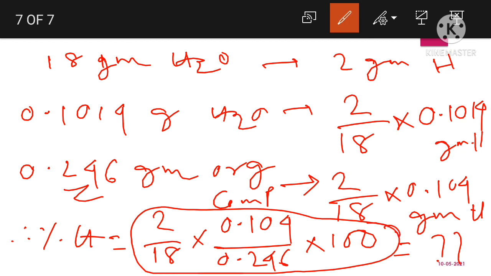So by this method we can calculate the percentage of hydrogen and percentage of carbon present in any organic compound which we have synthesized in the lab.